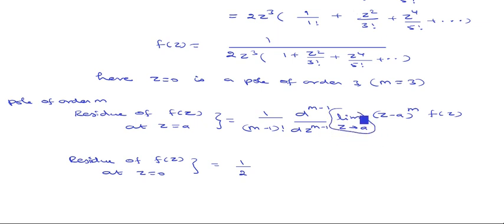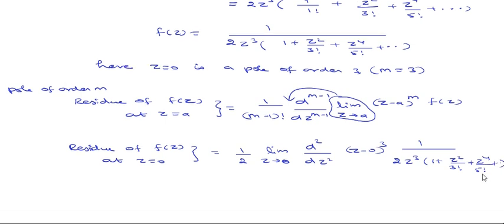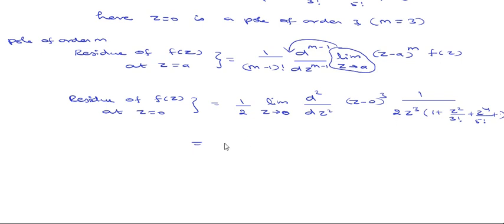So this one, so come here, limit z tends to a, d power, so z tends to 0 here. In our case, d square divided by dz square, z minus 0 power 3, 1 by 2z cube into 1 plus z square by 3 factorial plus z power 4 by 5 factorial plus etc. So this is equal to, so you get 1 by 4 here.